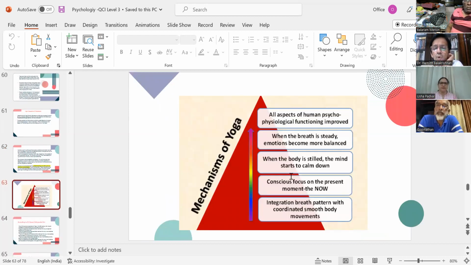What is the mechanism of yoga? All aspects of human physiological functioning are improved through yoga. See that, human psychophysiology, that is body and mind, we say. When the breath is steady, emotions become more balanced. When the body is stilled, the mind starts to calm down.